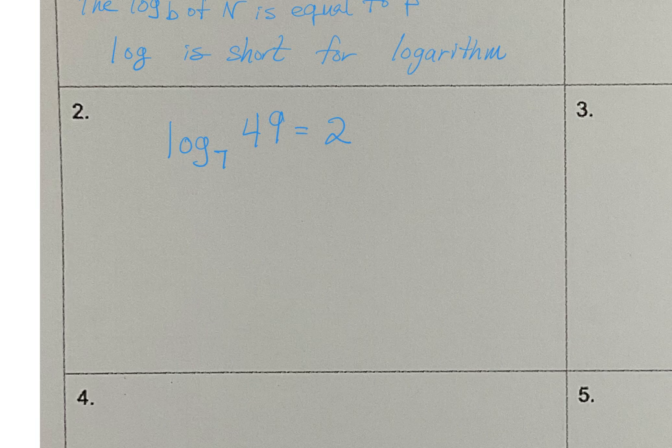Okay, let's practice taking this logarithmic form and writing it in exponential form. So first, let's make our circle. We're going to start at the 7, go through the 2, and point at the 49. So that means we have 7 to the second is equal to 49.